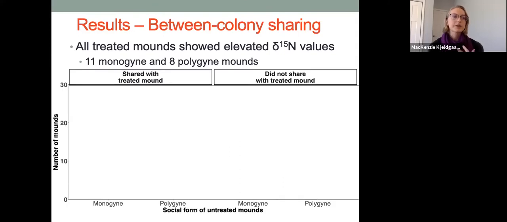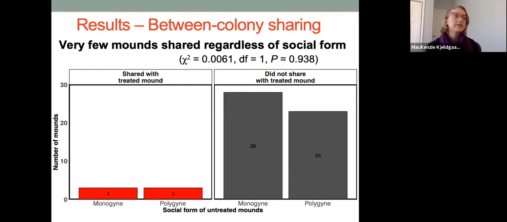And then looking at our results of the untreated mounds, here we see that very few mounds shared regardless of social form. So about an equal number of single queen and multi-queen mounds shared with the treated mound, but the vast majority did not share at all.